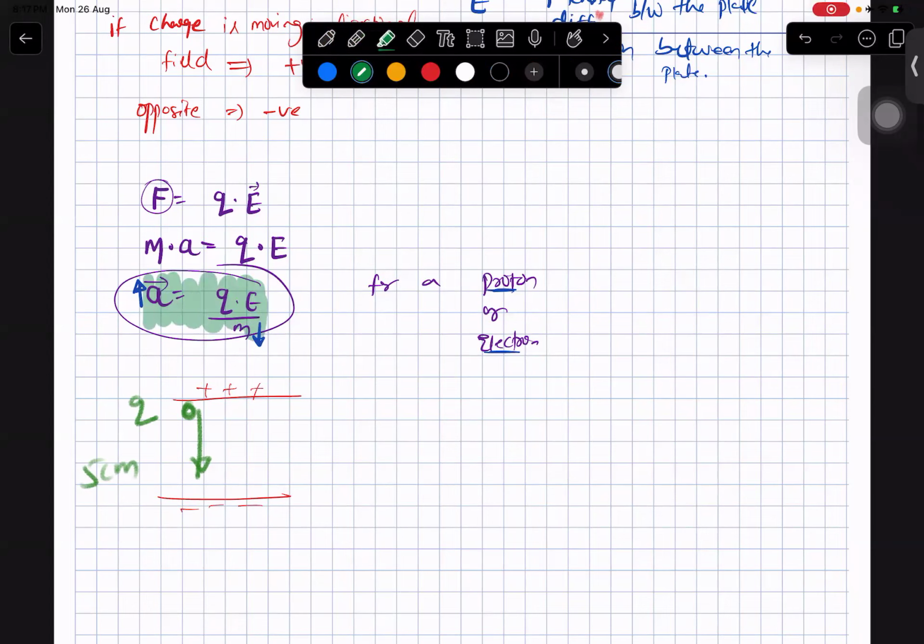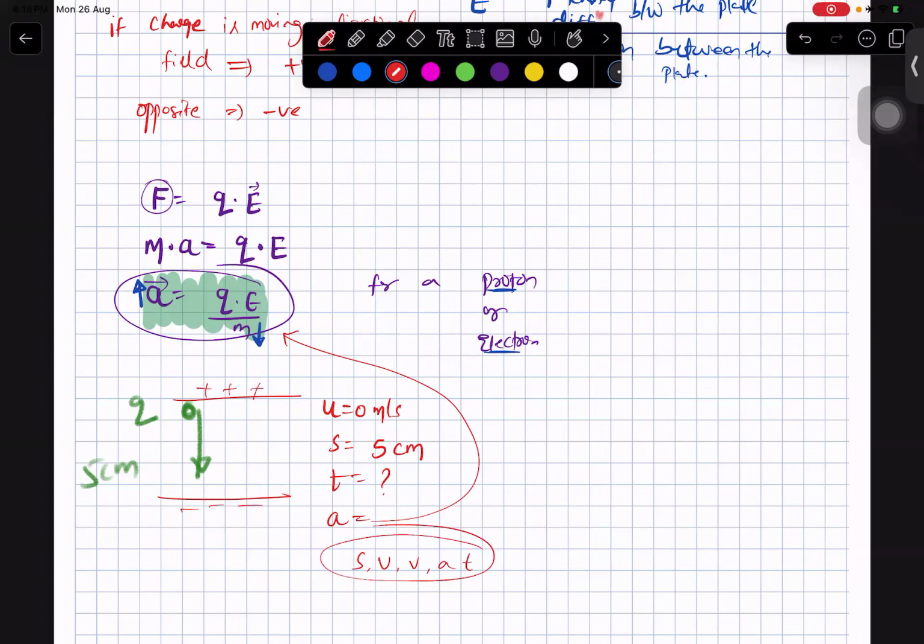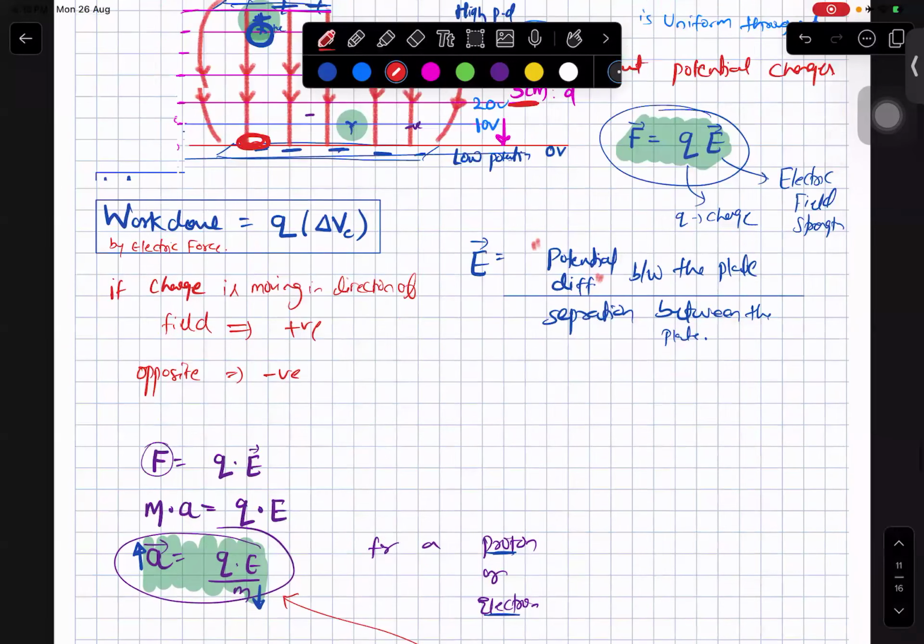If you have the mass of it. And we know its initial velocity is 0 meters per second. It has to cover a displacement of 5 centimeter. I'm looking to calculate time, and the acceleration has already been calculated using this. So S is equal to UT plus half AT square. I can use this SUVAT or kinematics to solve for that. If you use it, you'll get that answer.